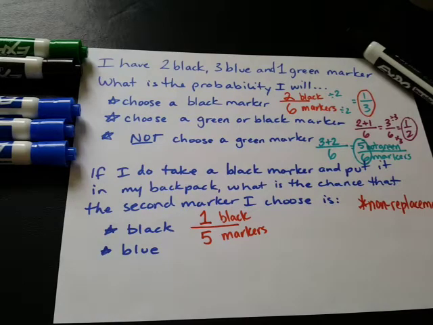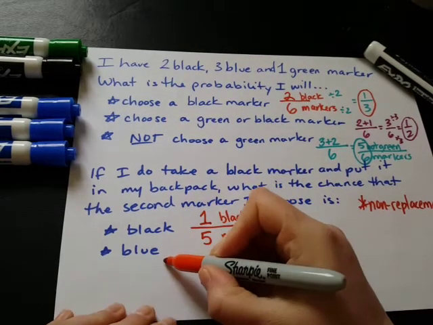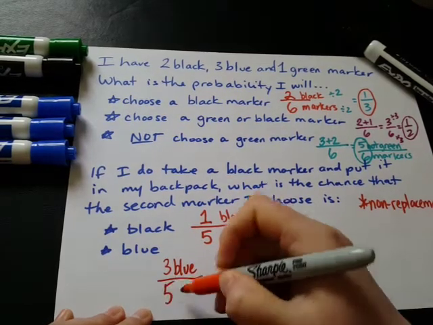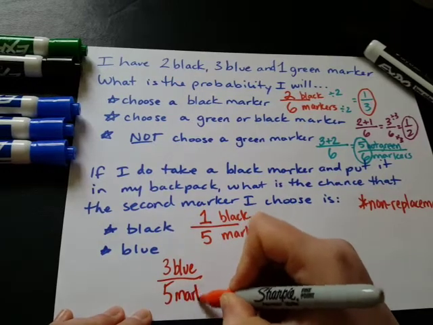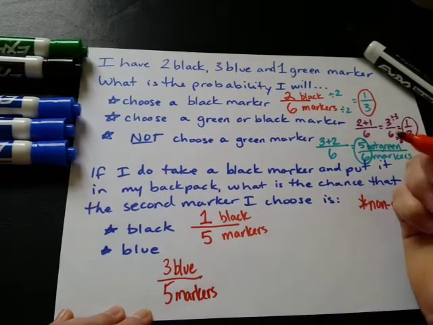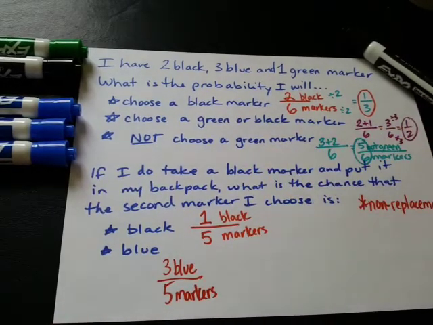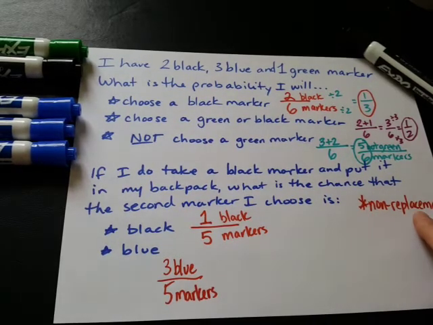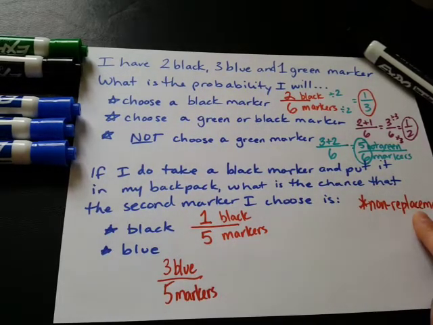In terms of it being blue, we had 3 markers to begin with. We still have 3 blue markers, but there's going to be 5 to pick from in all. So the chances are sort of higher for that second chance of getting a blue marker. So it's really important as you're reading these kind of questions to ask yourself, are we getting replacement or non-replacement?